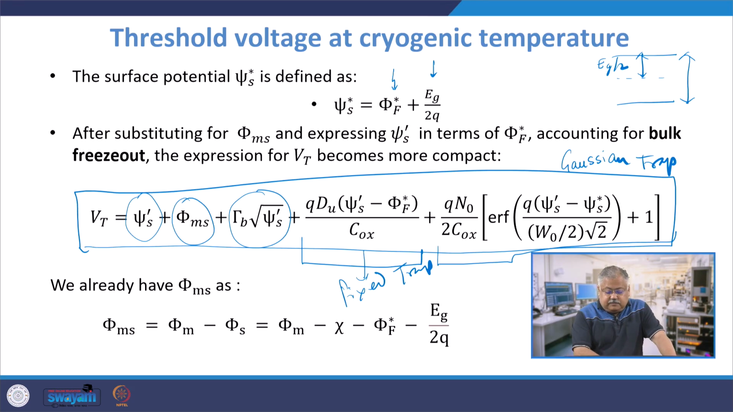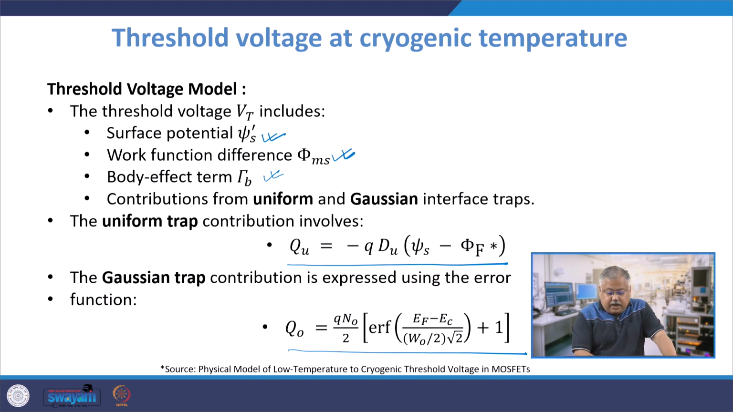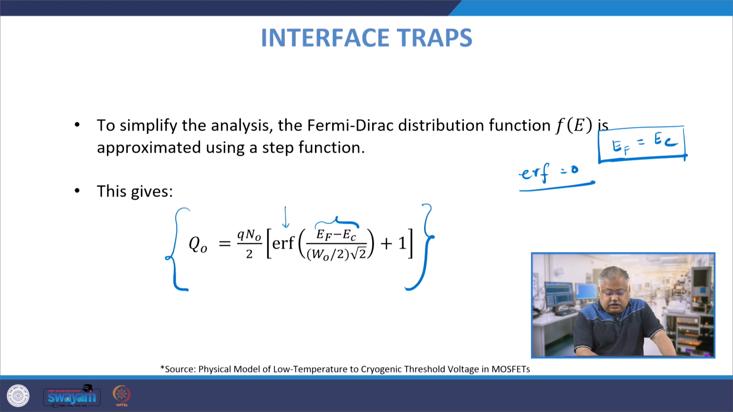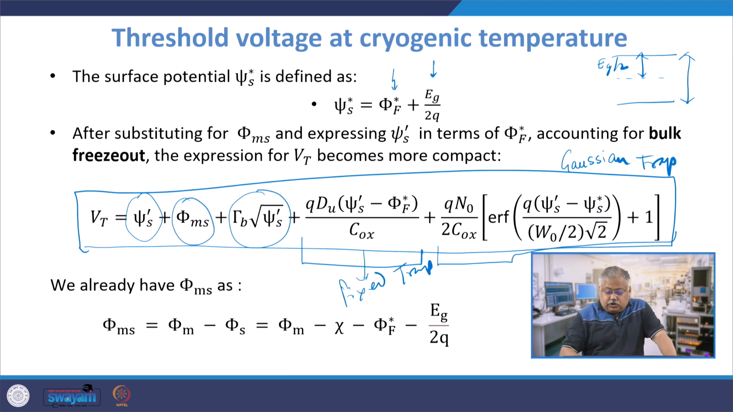Psi S star comes from the fact, let's go back here. So this is EF and EC. This corresponds to EF and this corresponds to EC, and W0 is the width at half maxima which you are trying to find out, right?